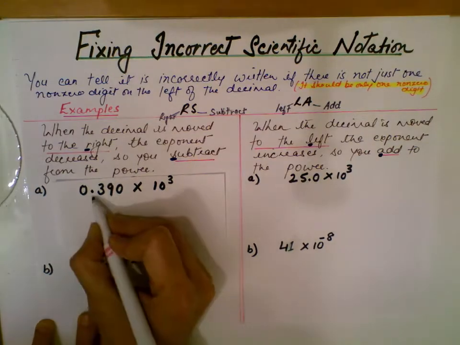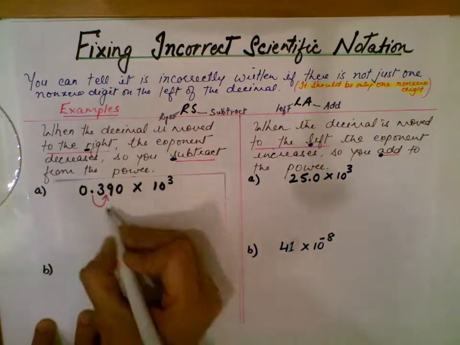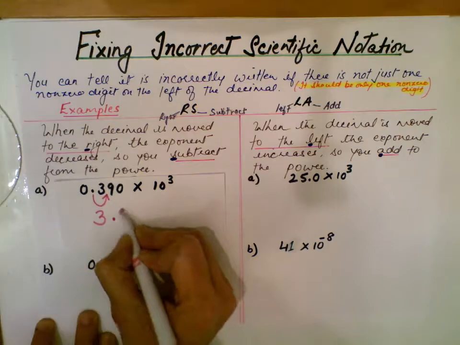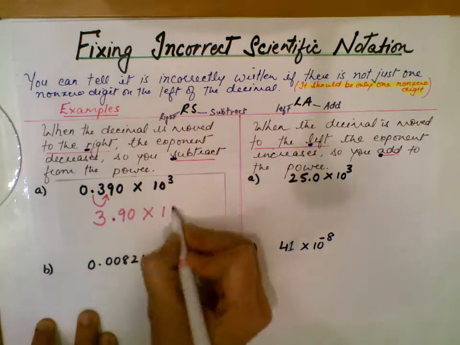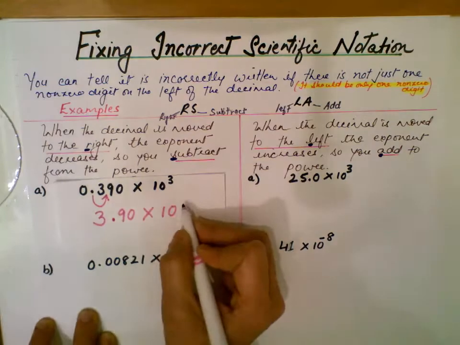Here, guys, I'm going to move this decimal one place to the right, and by doing so, I'm going to get 3.90 times 10 raised to the power. Here, what will be my power? What is going to happen to the exponent?